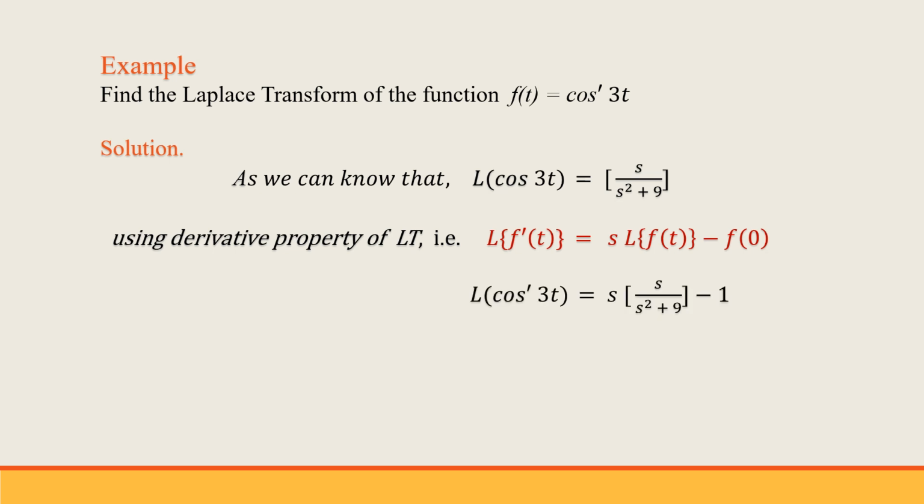So the Laplace transform of cos dash 3t is equal to s into s by s square plus 9 minus 1. Solving it, we get the Laplace transform of cos dash 3t as minus 9 by s square plus 9.